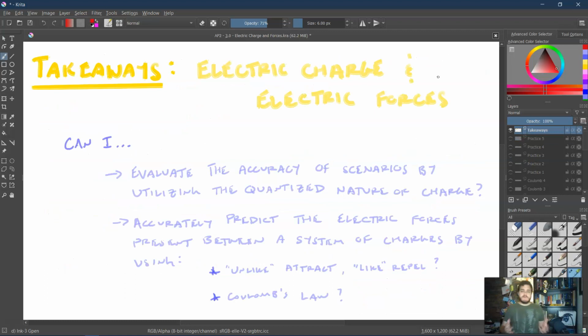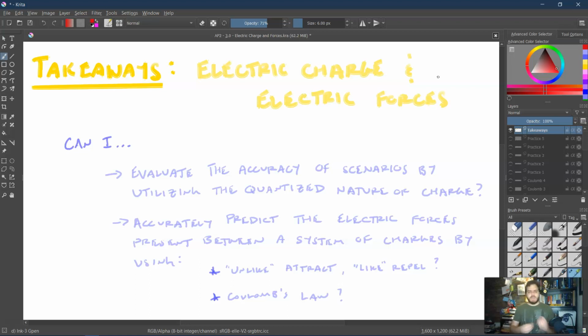So that concludes our first lesson in this unit on electrostatics, just basically reviewing some concepts from electric charge and electric forces. So really, can you evaluate the accuracy of scenarios by utilizing the quantized nature of charge? In other words, if you're given a scenario, can you look at it and go, oh, okay, these charges are in multiples of the elementary charge, it all checks out, or can you look at it and go, wait, this doesn't make any sense, these can't be multiples of the elementary charge.